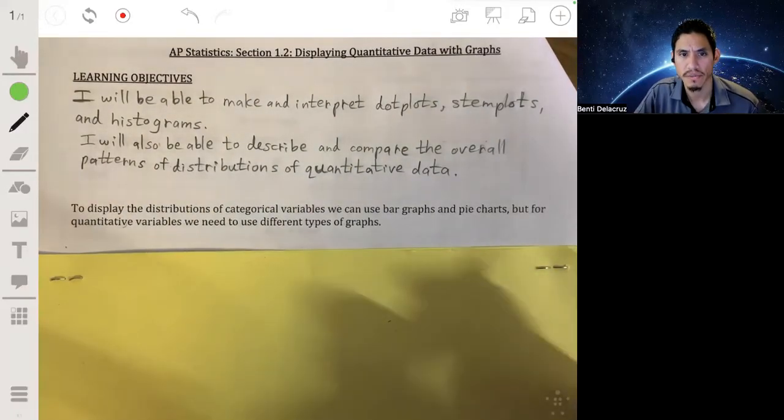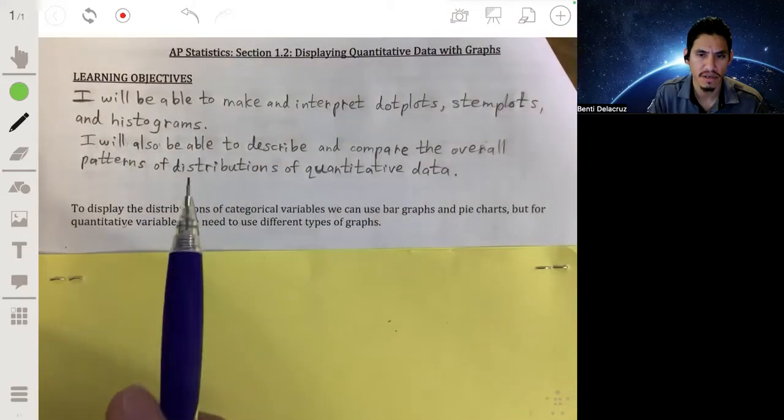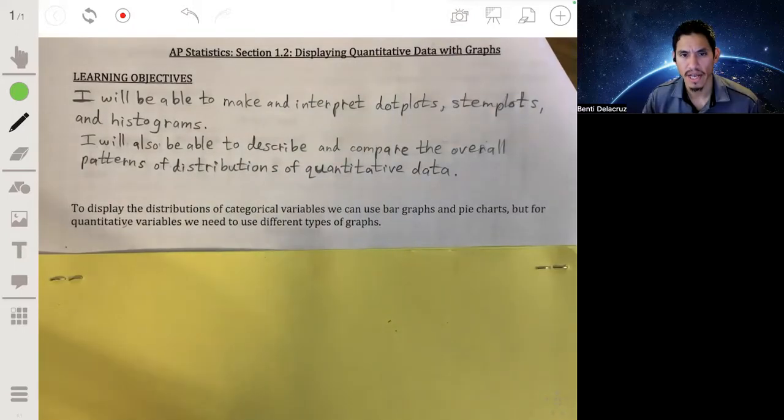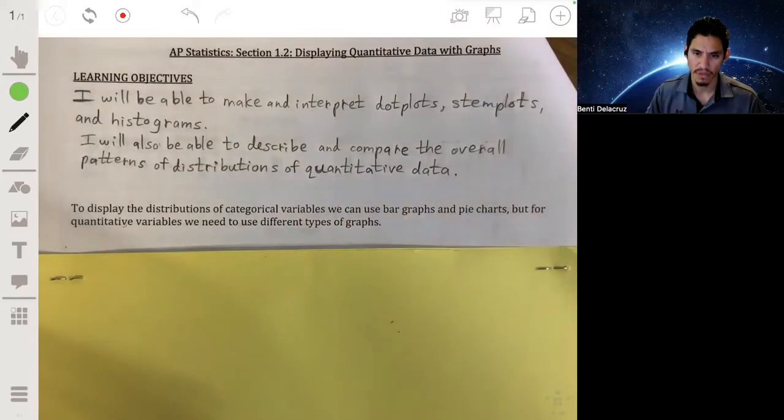Okay, so in this lesson, we're going to go over some of the basic graphs that we use in statistics, and these are going to be for quantitative data. So we're going to look at how we make dot plots, stem plots, and histograms. And then we're also going to look at how we compare sets of data and just knowing specifically what attributes to focus on.